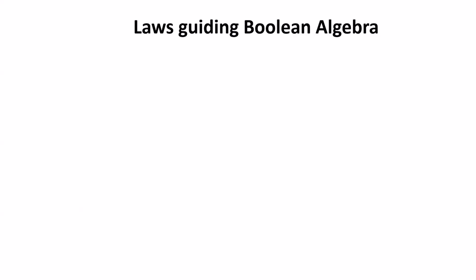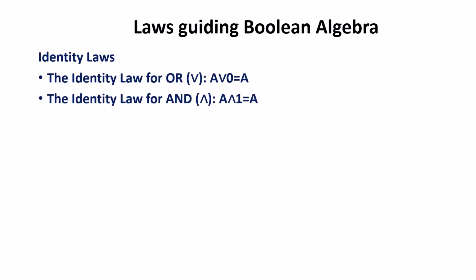Laws guiding Boolean algebra. There are some laws guiding the use of Boolean algebra, and they are the identity law for OR and the identity law for AND. The identity law for OR states that combining any Boolean variable A with false, 0, using the OR operation results in the original variable A. While the identity law for AND states that combining any Boolean variable A with true, 1, using the AND operation results in the original variable A.